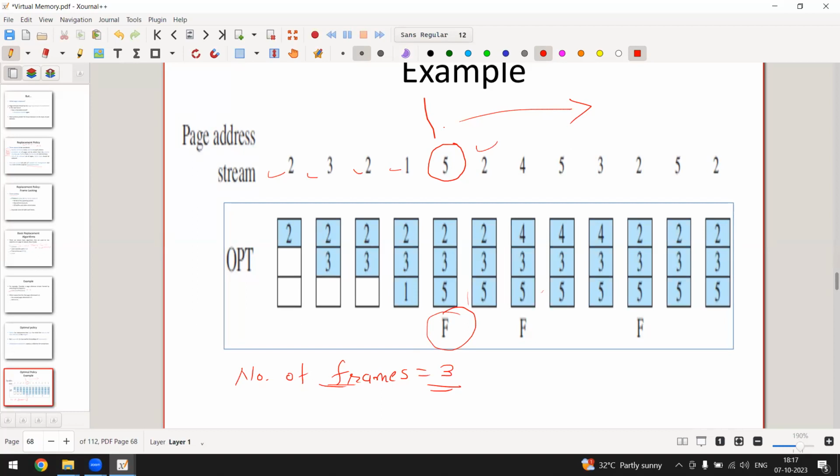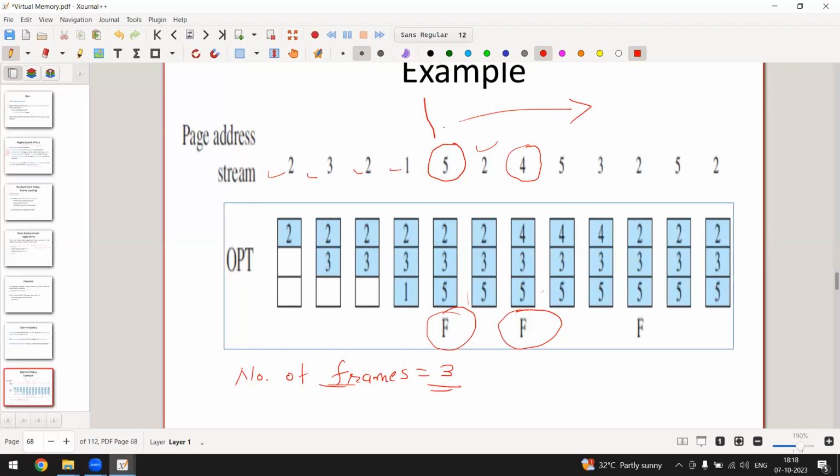Next reference is 4. Now again, 4 is not there in the memory, so it will be a page fault. And here I have to again select between 2, 3 and 5.